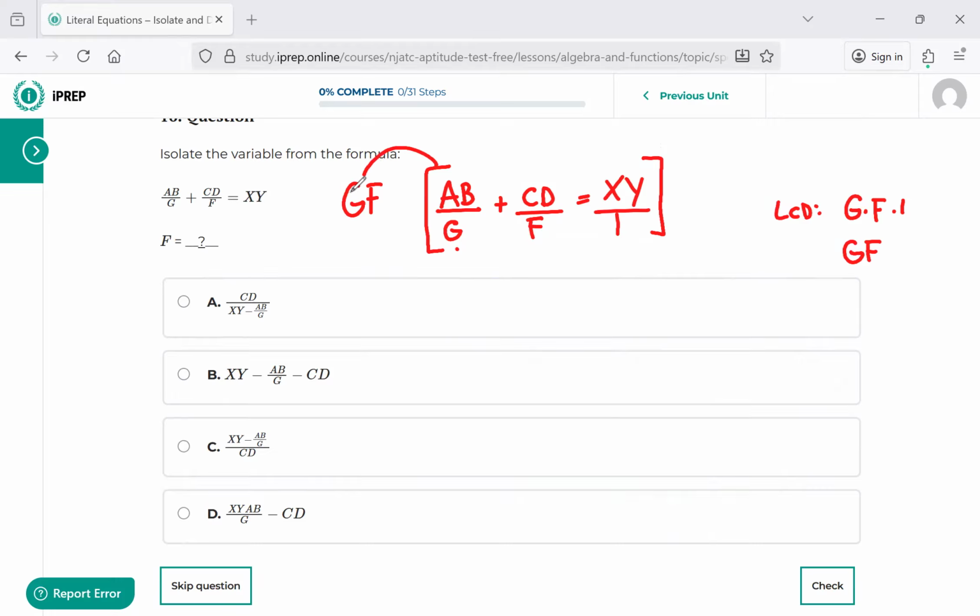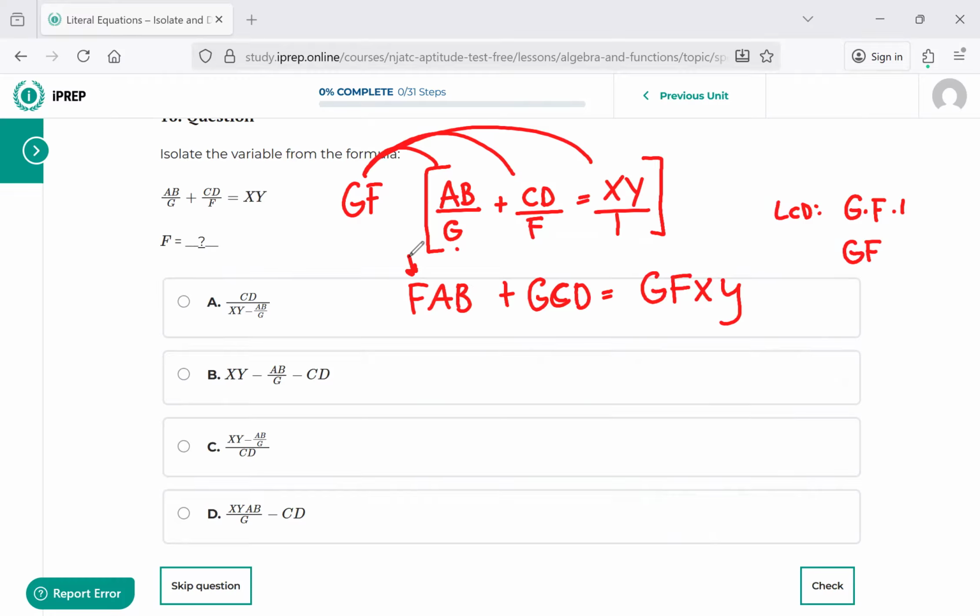Okay, so let's do here. What's GF times AB over G? The G's cancel, right? So you're left with FAB, plus, over here, what's GF times CD over F? The F's cancel, so you're left with GCD. And then over here, GF times XY, nothing cancels, so you're just left with GFXY. Okay. Our goal is to solve for big F, so do we see an F anywhere?